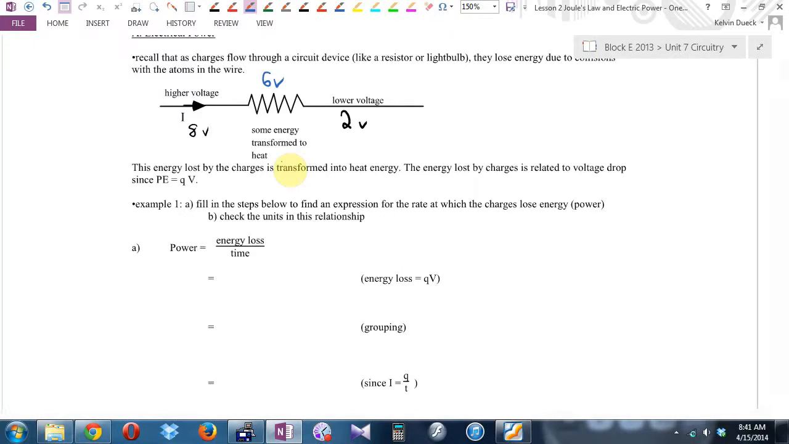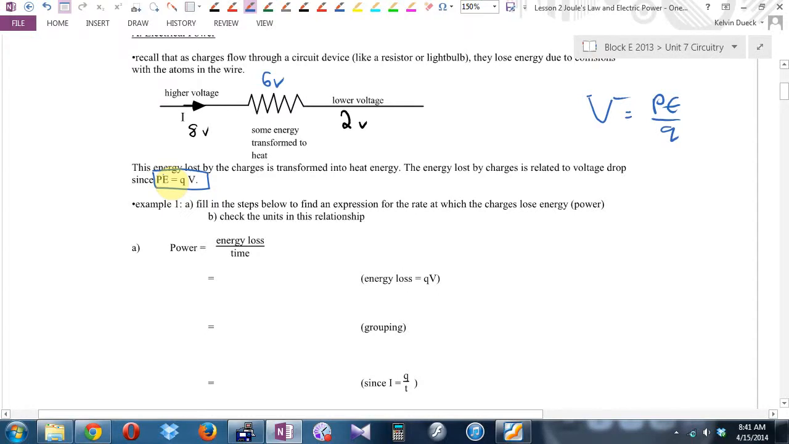And the energy lost by charges is related to voltage drop because, remember, we defined voltage as potential energy per coulomb, so we could get potential energy by itself. We could times the Q over. Potential energy is QV. That's going to be on your test, certainly on Thursday, showing up fairly often.